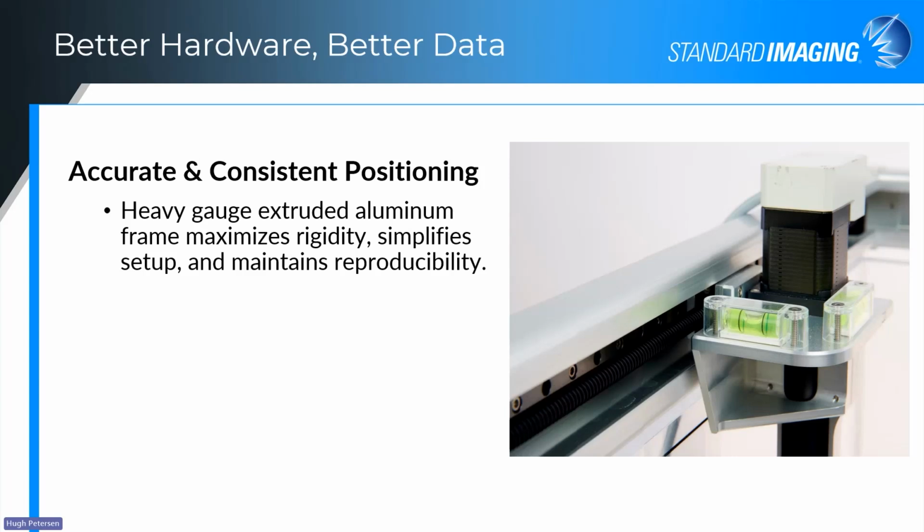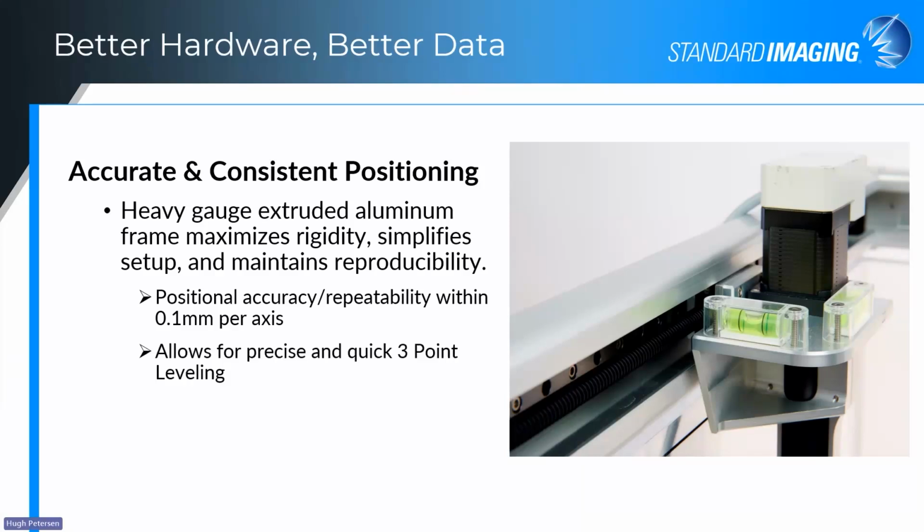We have redundant motors in this water phantom that gives you much more accurate movement of the system, because you're moving two motors on opposite sides to be able to really maintain that reproducibility. And that positional accuracy and repeatability is 0.1 millimeter per axis, so you know that the accuracy is there. It allows for very, very quick and precise 3-point leveling.